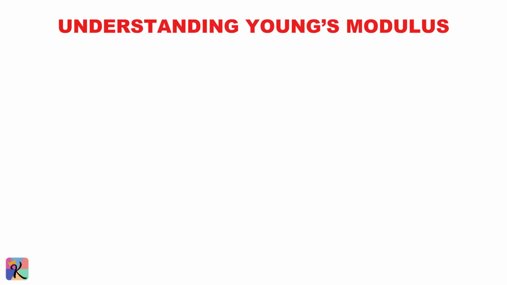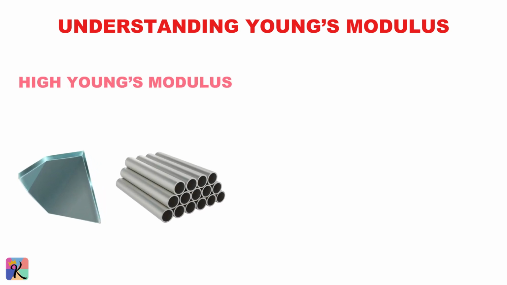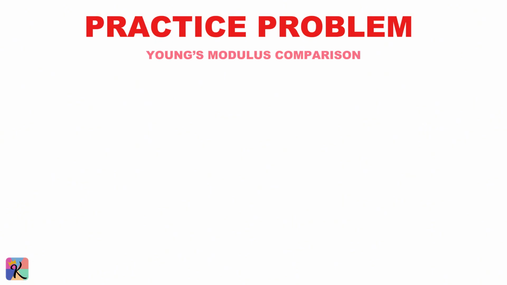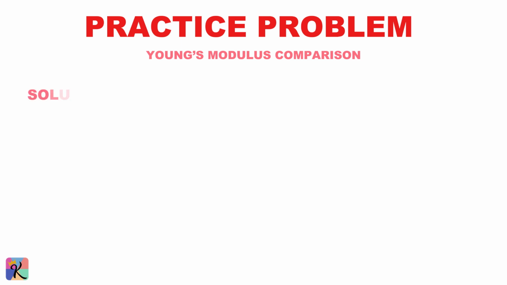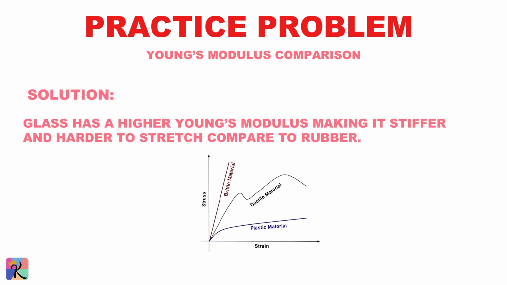Understanding Young's modulus. Young's modulus measures a material's stiffness. Materials with a high Young's modulus, like glass or steel, are harder to stretch or compress, while materials with a low Young's modulus, like rubber, are easier to stretch. Practice problem. Young's modulus comparison. Which material has a greater Young's modulus, rubber or glass? Solution. Glass has a higher Young's modulus, making it stiffer and harder to stretch compared to rubber.